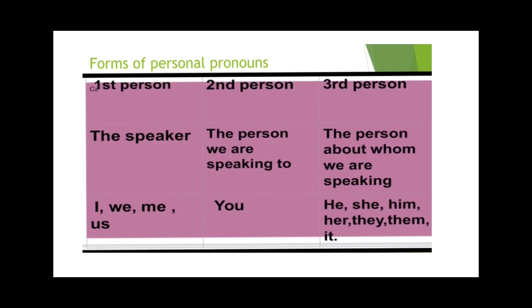Now the forms of personal pronoun. So students, we can divide the personal pronouns into 3 forms: first, second and third. The pronouns which fall under first person are I, we, me and us. Second person is always you, and the third person are the pronouns that are not included in the first and second person, and they are he, she, him, her, they, them and it.